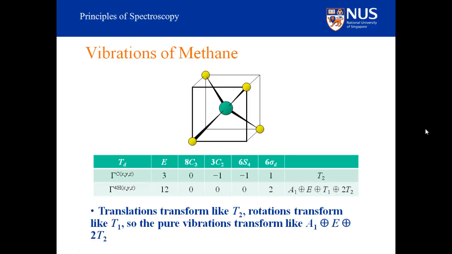Under this point group, translations transform like T2 and rotations transform like T1, so the pure vibrations transform like A1 plus E plus 2T2. If we wanted to know which of these vibrations are stretching vibrations and which are bending vibrations, then we could use displacement coordinates along the bonds to determine the stretching vibrations. We would find that the stretching vibrations span A1 and T2. This means that the remaining vibrations must be bending vibrations. This means that the bending vibrations span E and T2.